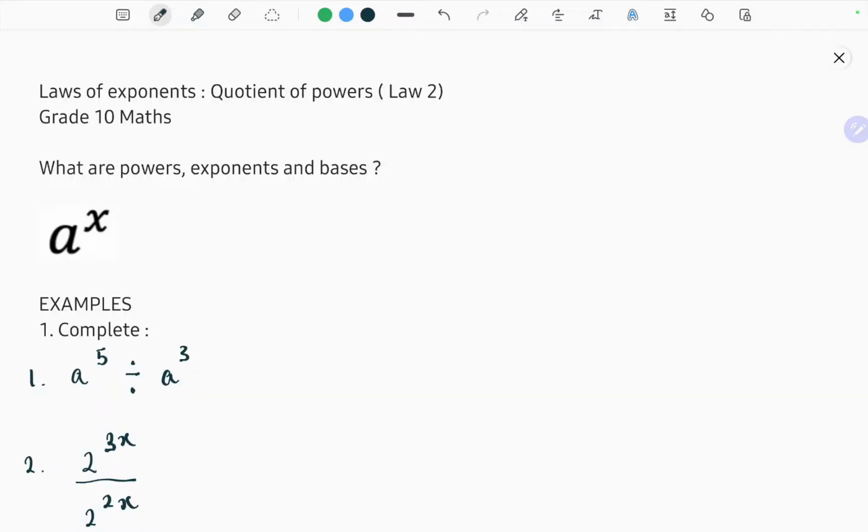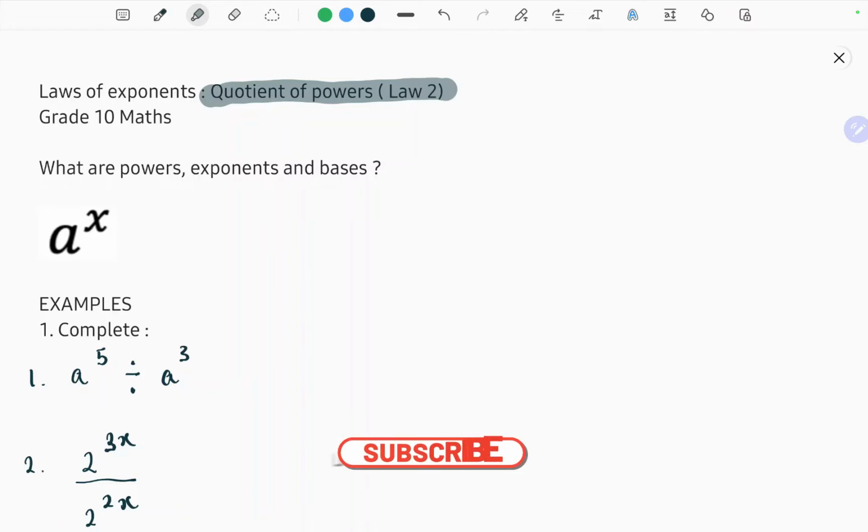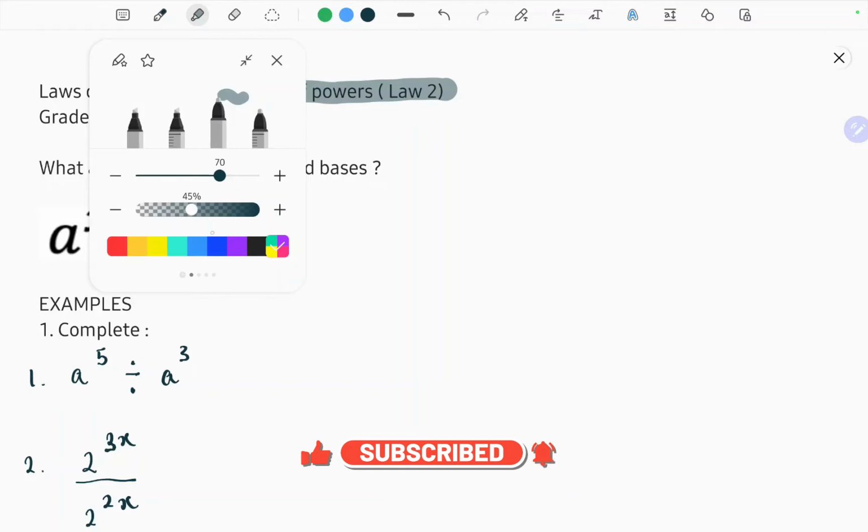Let's have a look at the laws of exponents. In today's lesson, I'm going to explain the quotient of powers. It is law 2, and I'm going to discuss two things. I first want to go over what powers, exponents, and bases are. So I'm just going to touch on that.